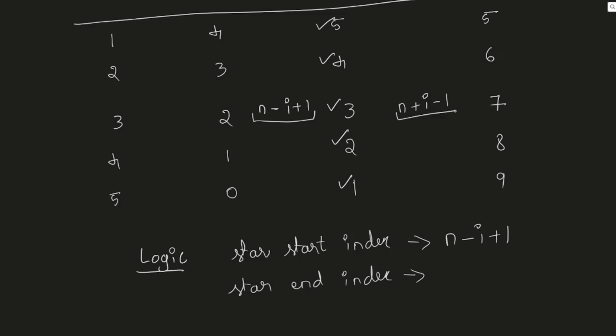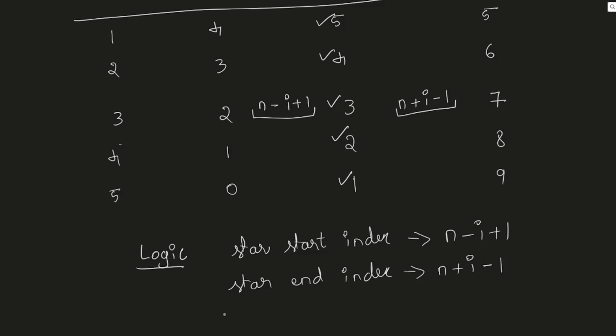Let us check whether this logic holds good for all the numbers or not. N plus I, 5 plus 1, 6, 6 minus 1, 5. 5 plus 2, 7, 7 minus 1, 6. 5 plus 3, 8, 8 minus 1, 7. 9, 9 minus 1, 8. 10, 10 minus 1, 9. Yes, all the numbers are holding good for this logic, so that we can consider this for star end index. Let us write down an algorithm for this.